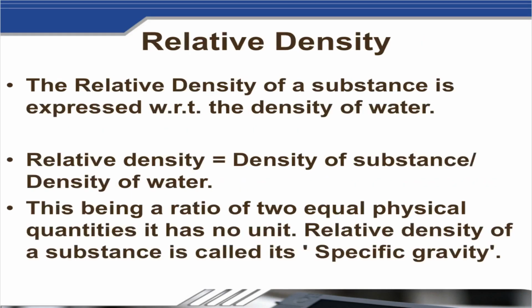Relative density. Relative density of a substance is expressed by comparing with the density of water. The formula of relative density is density of substance divided by the density of water. This being a ratio of two equal physical quantities, it has no unit. The relative density of a substance is called its specific gravity.